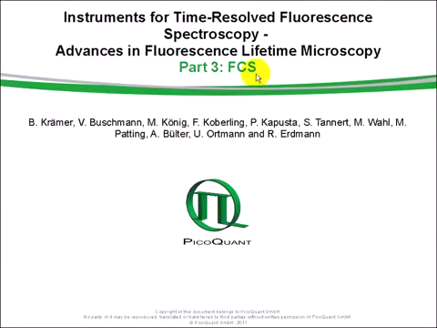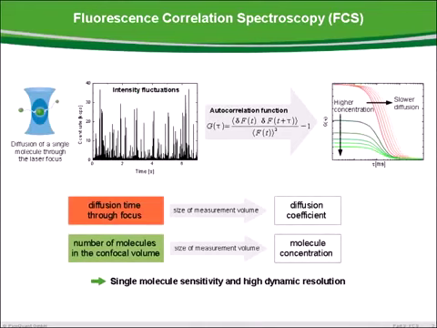Dear ladies and gentlemen, this is the third part of the talk which presents FCS measurements and their analysis. Fluorescence correlation spectroscopy is used to measure diffusion processes and concentration. The principle is easy to understand.